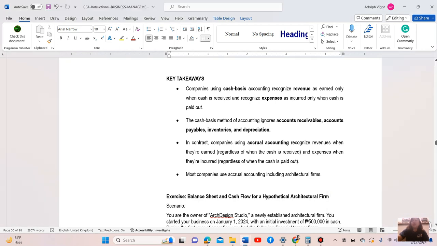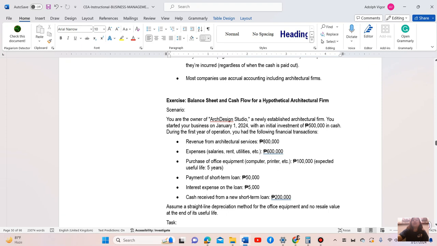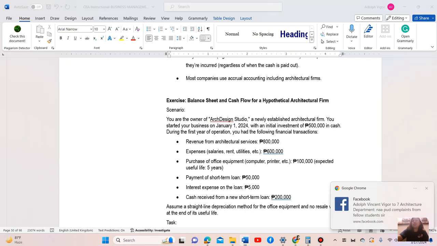In contrast, companies using accrual accounting recognize revenues when they are earned regardless of when the cash is received, and expenses when they're incurred regardless of when the cash is paid out. Most companies use accrual accounting, including architectural firms. Okay? So, I have not yet heard of an architectural firm that uses cash basis accounting.